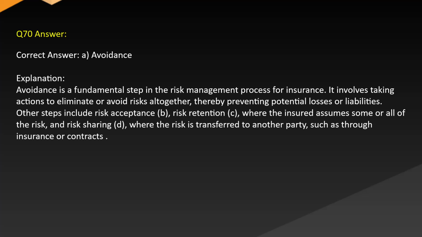Explanation: Avoidance is a fundamental step in the risk management process for insurance. It involves taking actions to eliminate or avoid risks altogether, thereby preventing potential losses or liabilities. Other steps include risk acceptance, B, risk retention, C, where the insured assumes some or all of the risk, and risk sharing, D, where the risk is transferred to another party, such as through insurance or contracts.